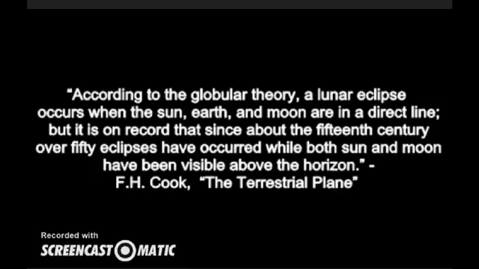Now, with this quote from F.H. Cook, The Terrestrial Plane: according to the global theory, a lunar eclipse occurs when the sun, earth, and moon are in direct line. But it's on record that since about the 15th century, over 50 eclipses have occurred while both sun and moon have been visible above the horizon.